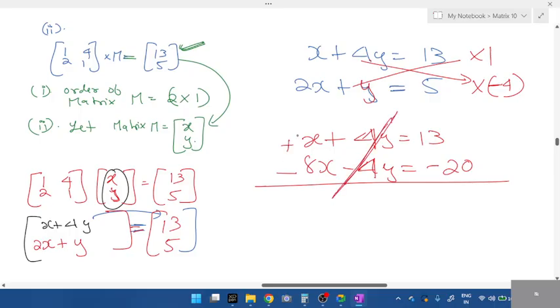Now, plus 1x. If there is no value, let me take it as plus 1x. What is minus into plus? Minus. 8 minus 1 is 7. Minus is greater, 8 is greater, minus 7. And here what do we get? 20 minus 13 is how much? Minus 7. Minus 7 divided by minus 7.